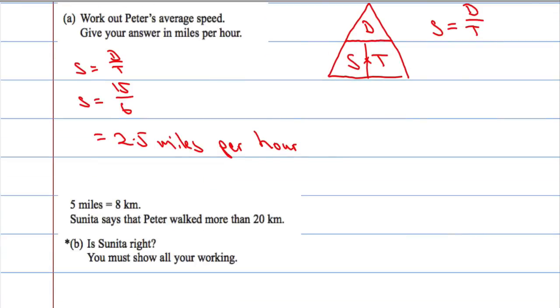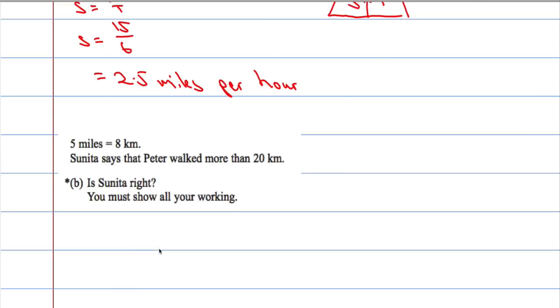Okay, in the next part, it gives us that 5 miles is 8 kilometers. They won't always do that, so you do need to know this conversion. Sunita says that Peter walked more than 20 kilometers. Is Sunita right? Well, he's walked 15 miles. Let's just write that down. He's walked 15 miles.